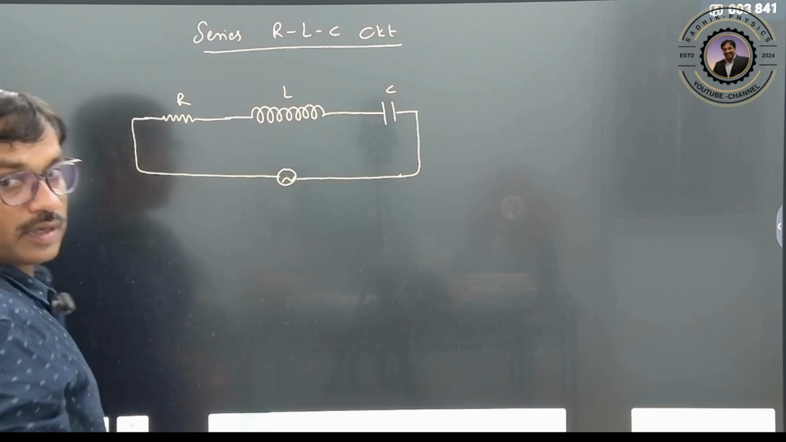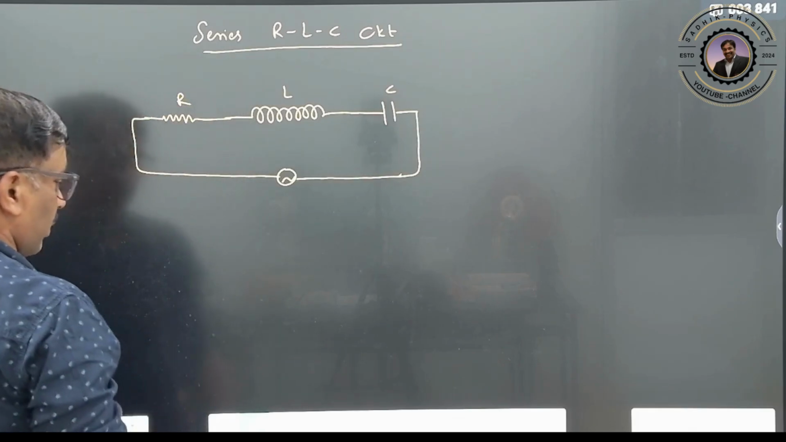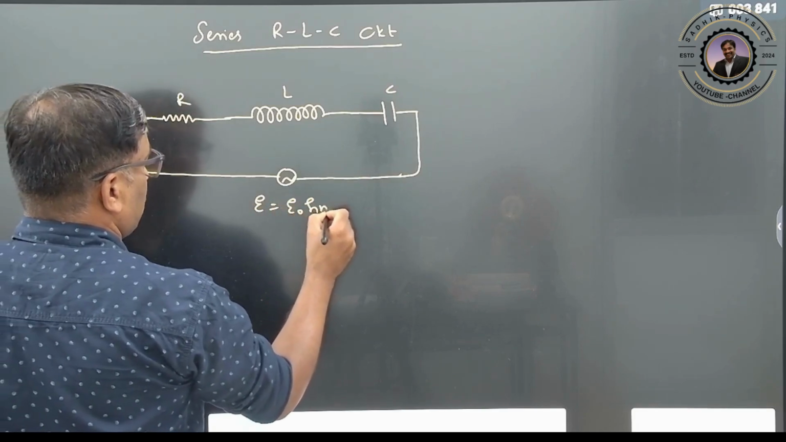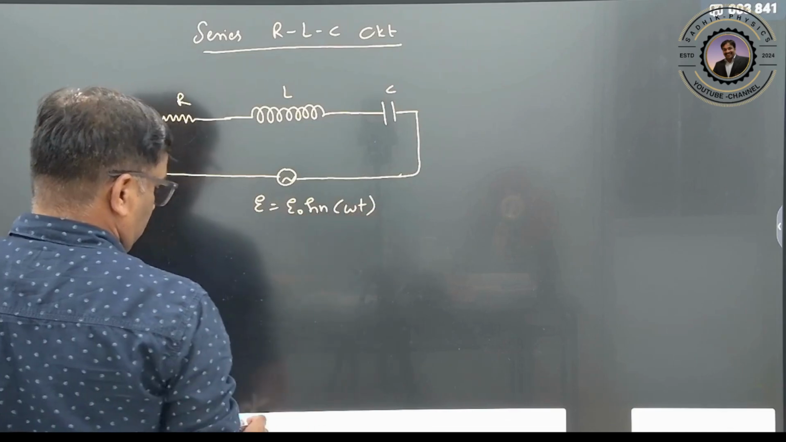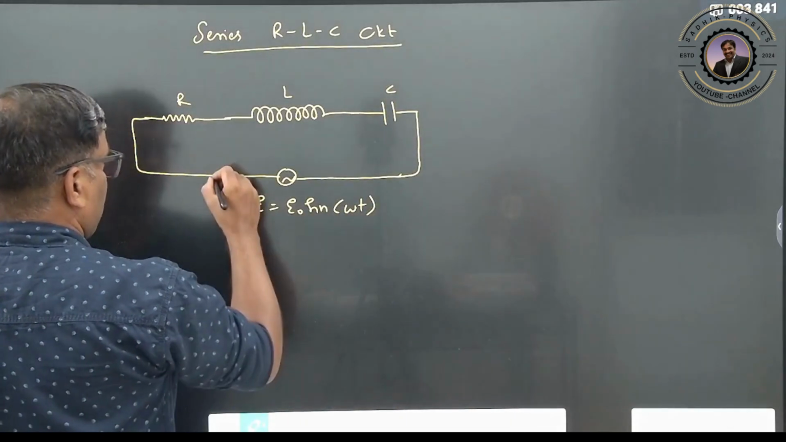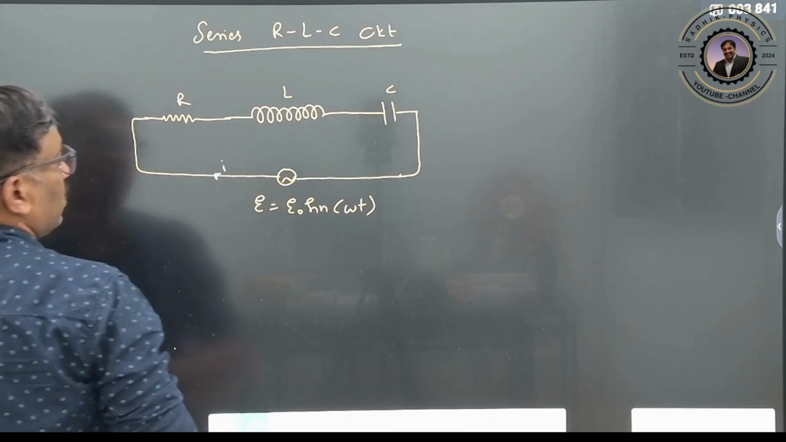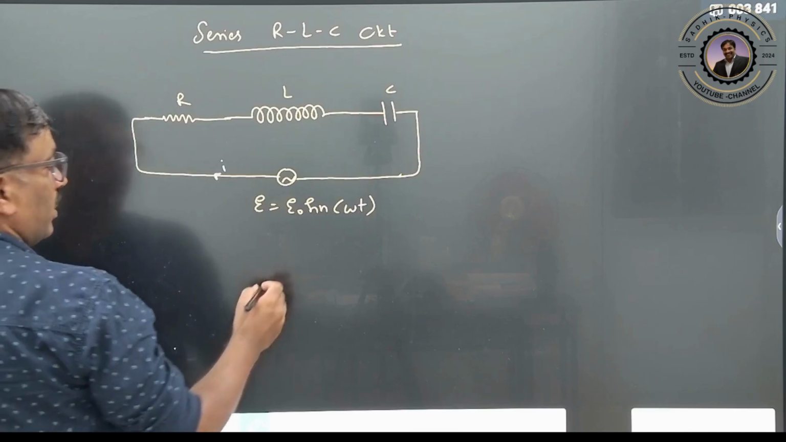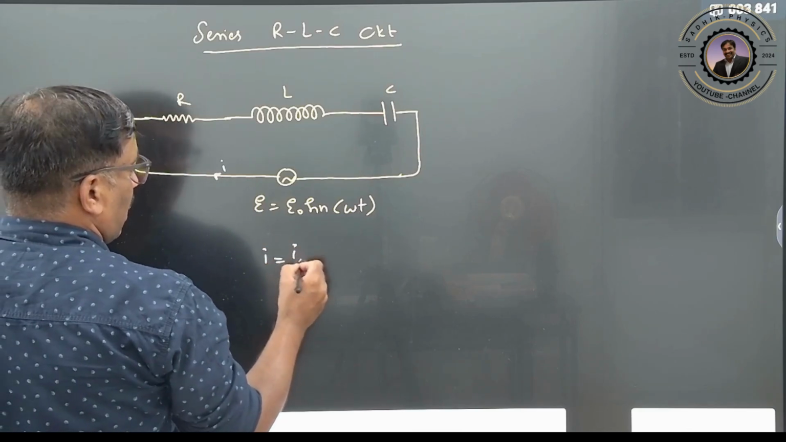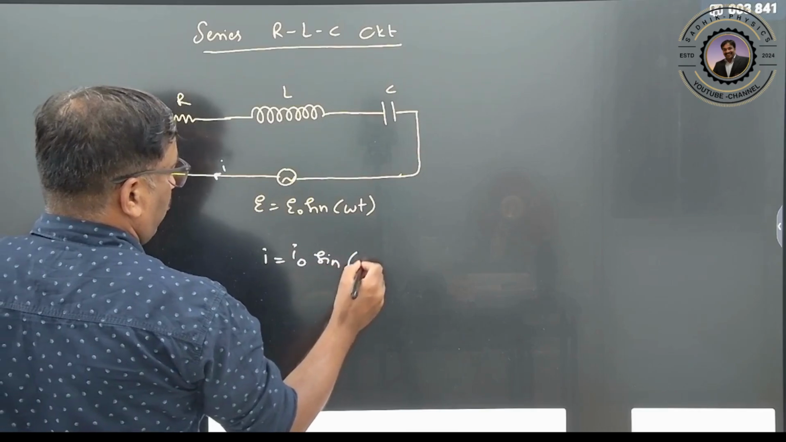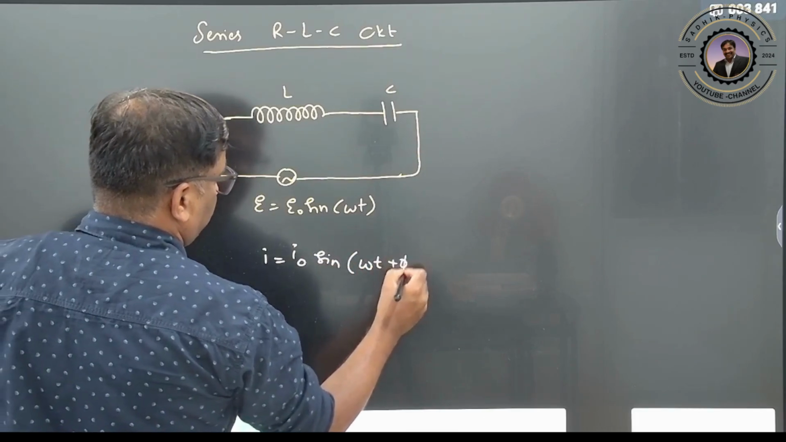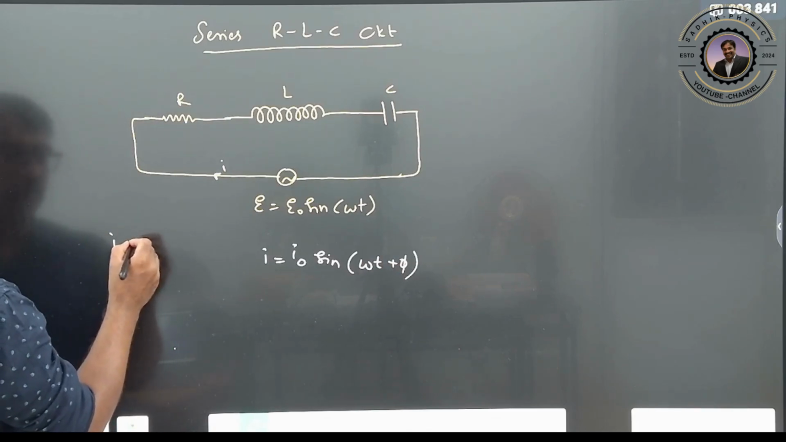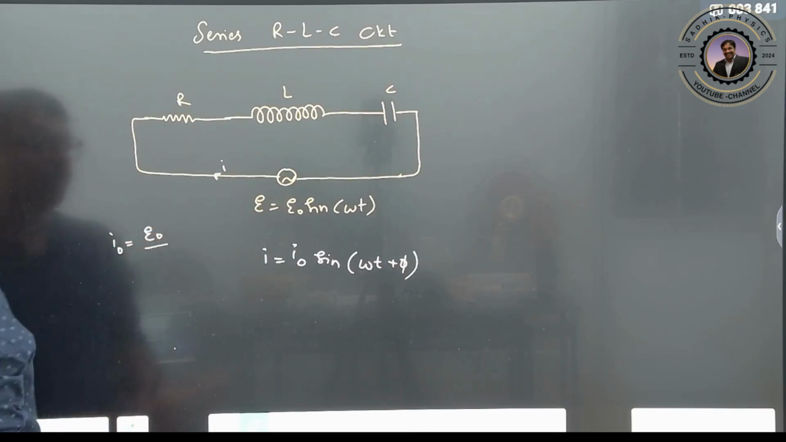Here E is equal to E naught sin omega t. Now some current will flow through this circuit, so the current will be I is equal to I naught sin of omega t plus phi. Now how to calculate I naught? I naught is nothing but E naught by the total resistance.